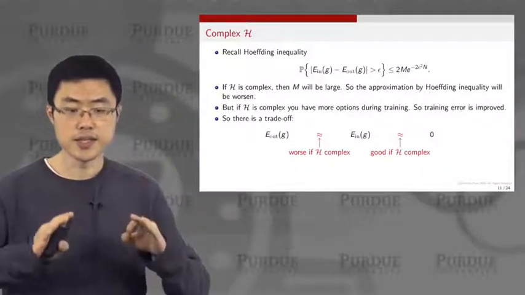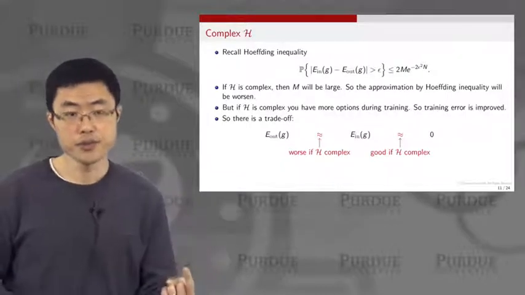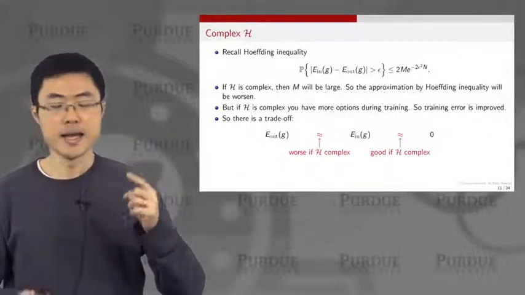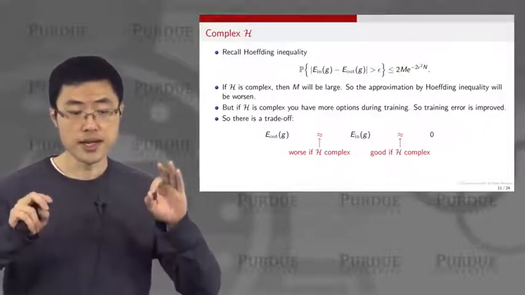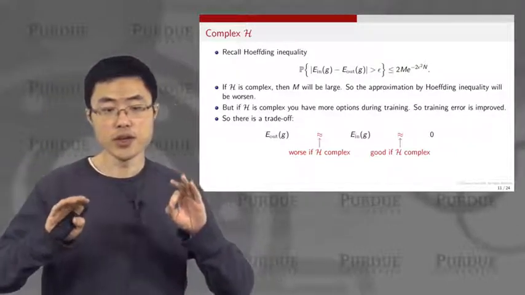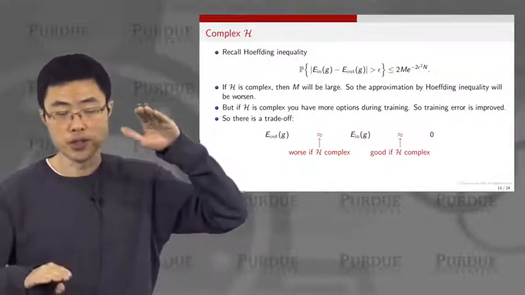In this case, you can see that the training error can go down. However, the approximation error will go up. There is no free lunch here, as we are showing, that as long as you make the hypothesis set complicated, you need to trade off between these two.